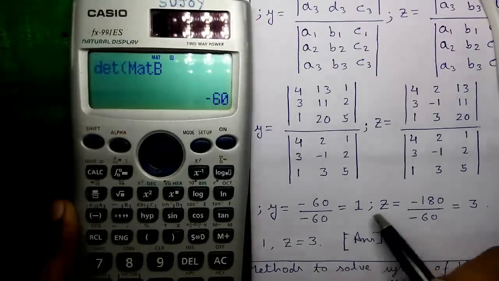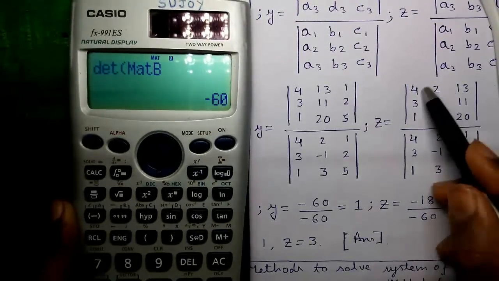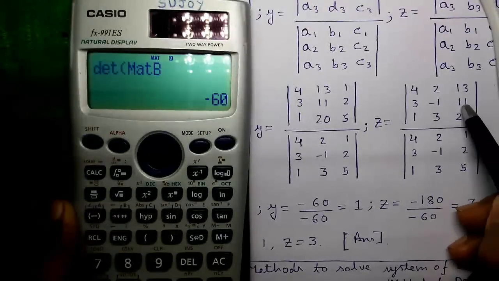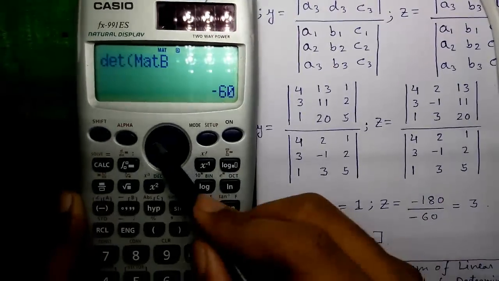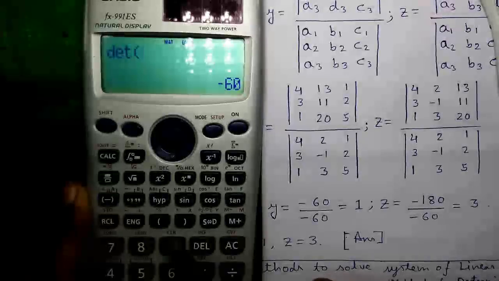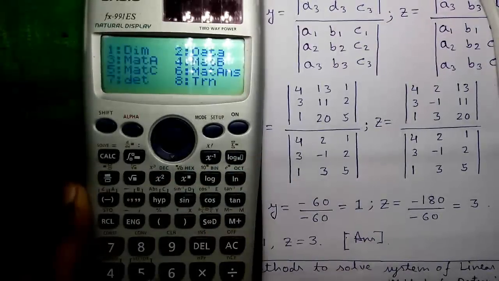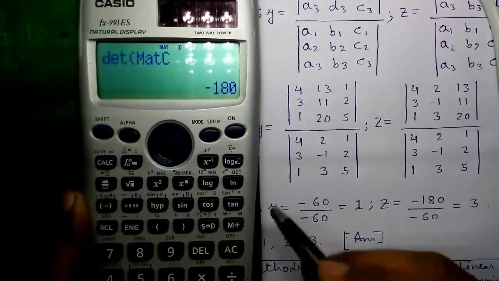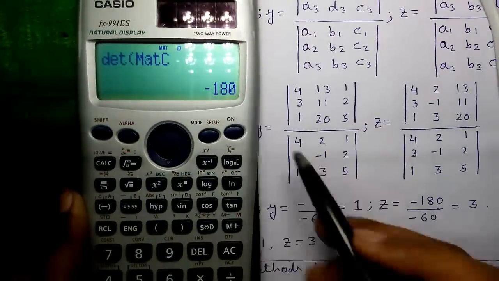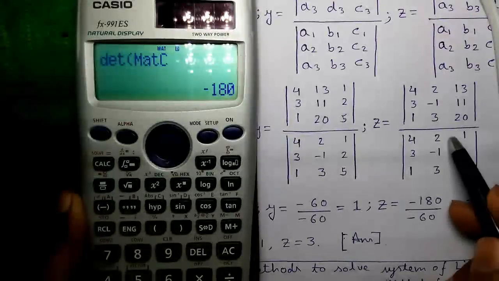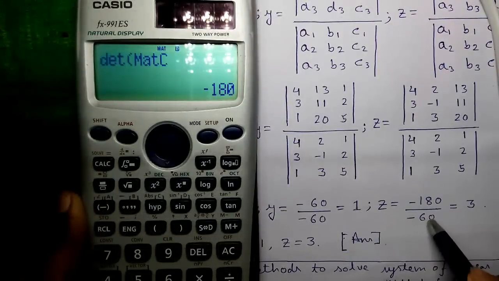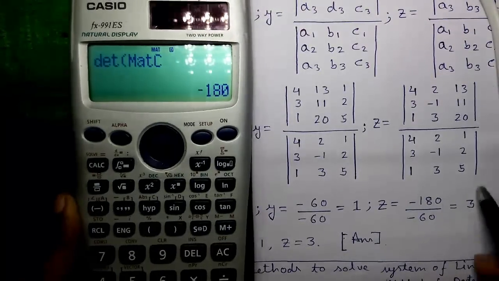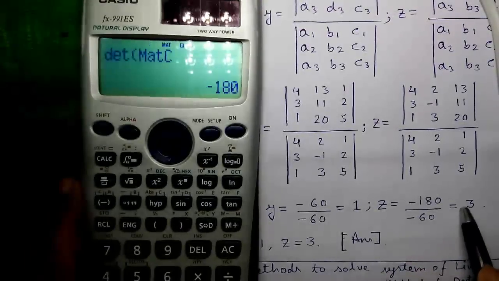Now we will find the determinant of this matrix above and we'll divide that by the determinant of this matrix below and we'll get the value of x. So let's do it using the calculator. For that you have to go to the matrix mode of the calculator, press mode and 6 for matrix. So type in 6 and type 1 for matrix A, 2 for matrix B and 3 for matrix C.